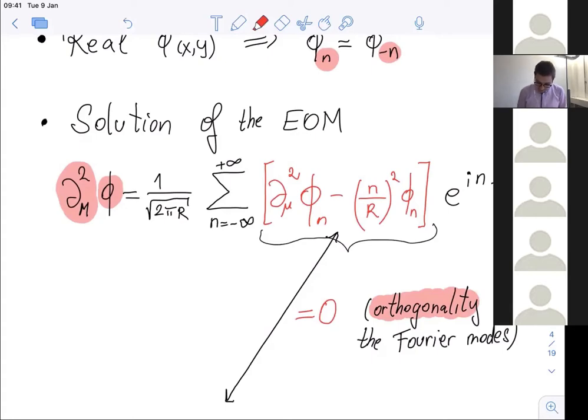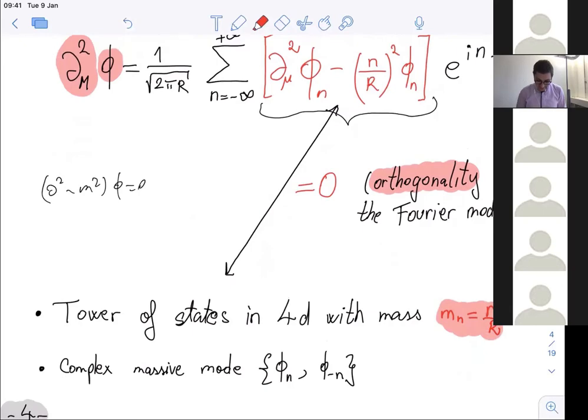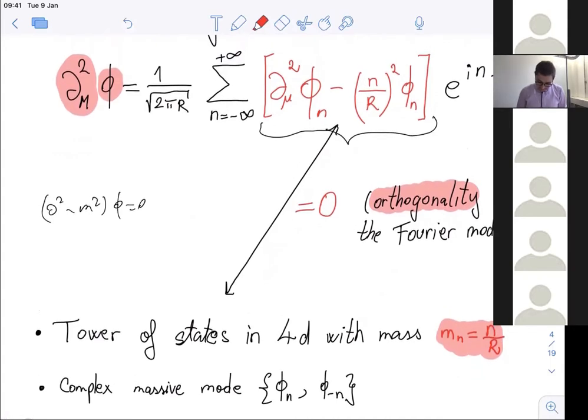In particular, you can see the mass of the field. Remember that the Klein-Gordon equation is the d'Alembertian minus m squared, acting on phi, equals 0. The mass of the field depends on n. The mass of this Fourier mode will be n over r. So we will have a tower of states in 4D with the mass n over r. Notice that I can clamp together phi n and phi of minus n. These are 2 real degrees of freedom that make a complex massive mode, because these 2 have the same mass.